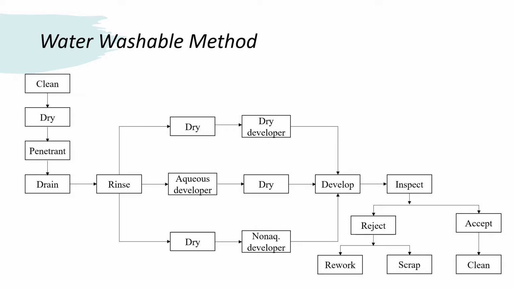Development time begins immediately after the application of the dry developer, or as soon as the wet developer coating dries on the surface of the part. The development step is complete whenever the movement of penetrant coming out of the defect has ceased. The typical process steps are given here.